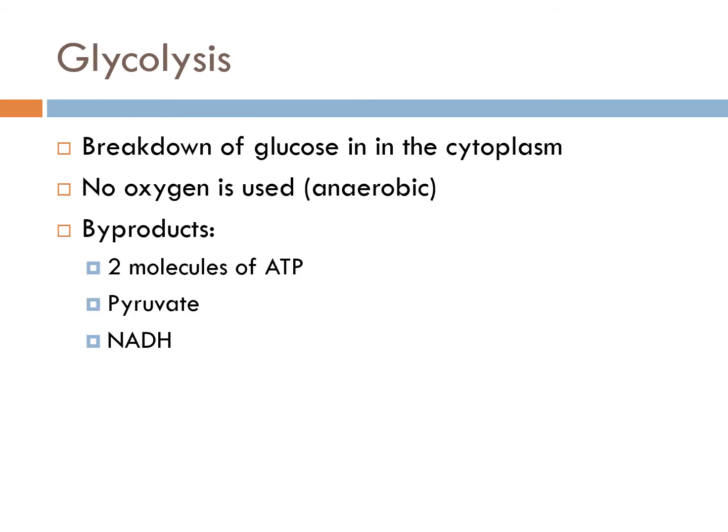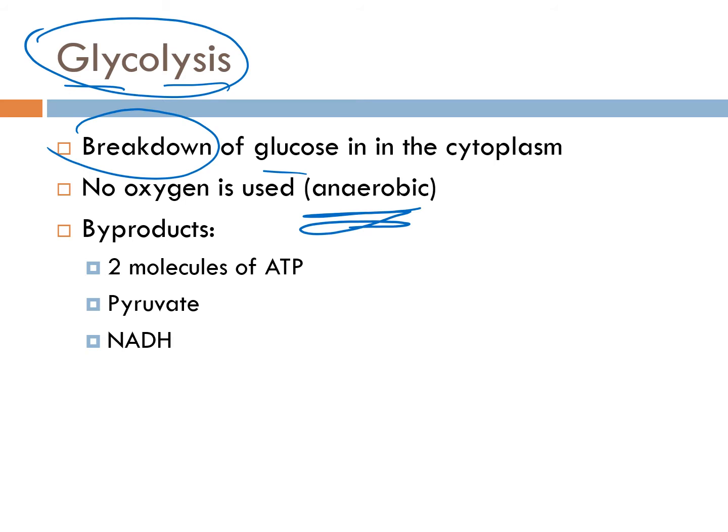So glycolysis, that lysis part is a breakdown. So glucose in the cytoplasm of the cell. No oxygen is used. Glycolysis is a totally anaerobic process, if you will. It produces two molecules of ATP, and something called pyruvate and NADH. You don't have to memorize this, but keep it in mind because these will pop up later on in the lecture.